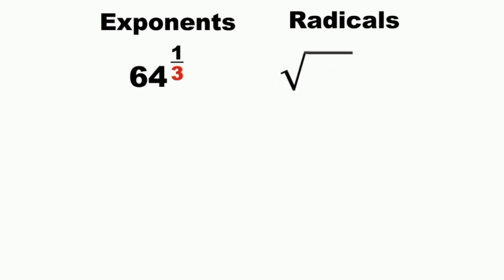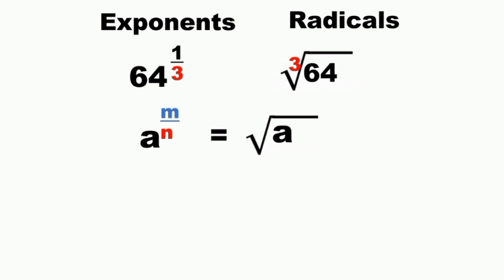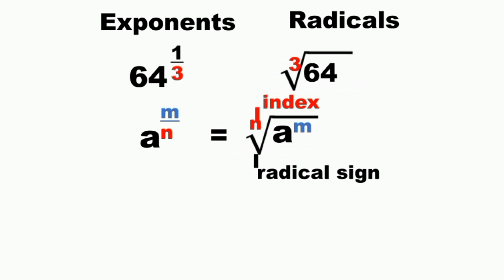We have here exponential format and radical format. For exponential, 64 to the power 1/3. In radical format, 64 under the radical sign with index 3 or cube. In exponential format, a to the power m over n is equal to a under a radical sign with index n and power m. In radical format, you can find n as index, the radical sign, a, the radicand, and m, the power of the radicand.